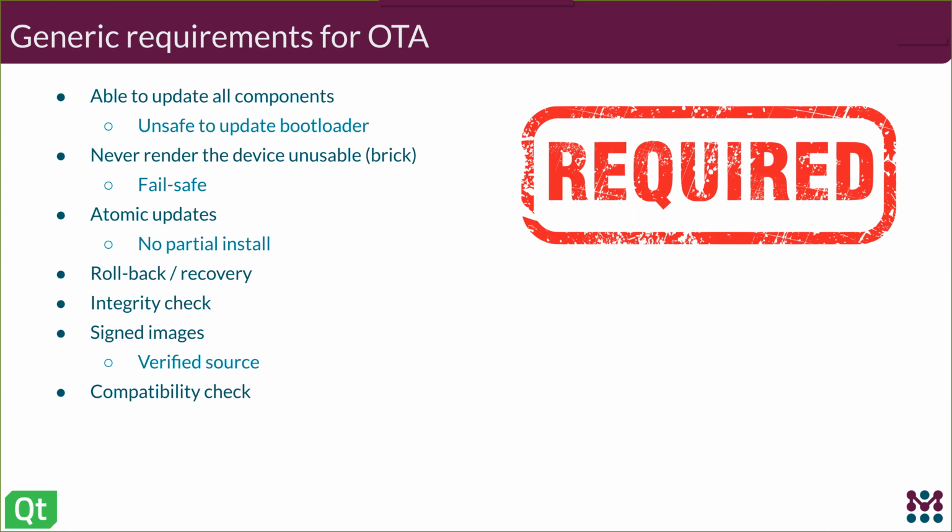You want to be able to sign your firmware updates, meaning that the devices can verify the source of the updates, so they are coming from a trusted source, that is you, so to say. And you would also like to have built-in compatibility checks, and this means that certain firmware packages are only allowed to be installed on specific devices. This is to avoid accidentally deploying the wrong image to the wrong device and rendering it unusable.